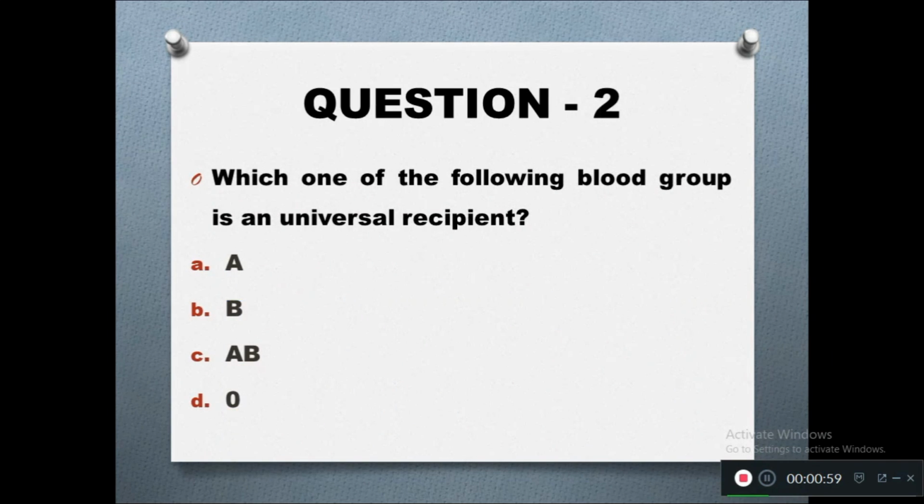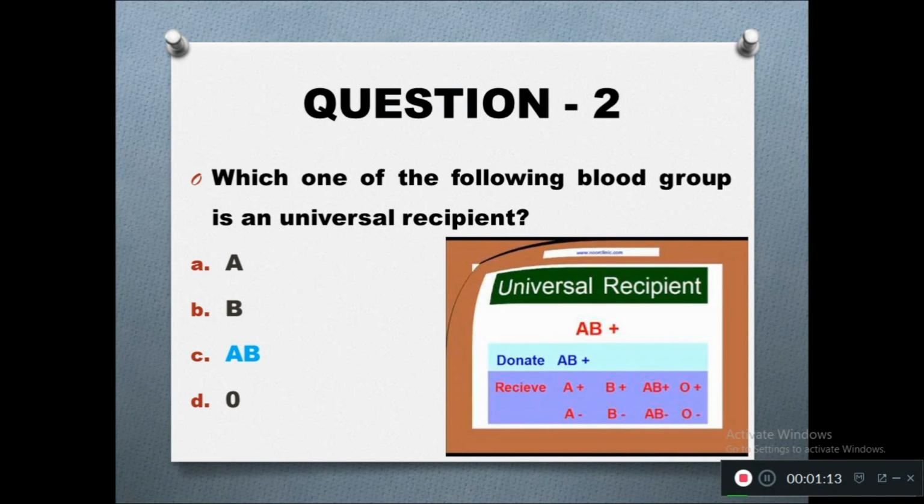Question number 2. Which one of the following blood groups is a universal recipient? A, B, AB and O. The universal recipient is AB. Those persons with AB blood group can receive blood from other blood group members.